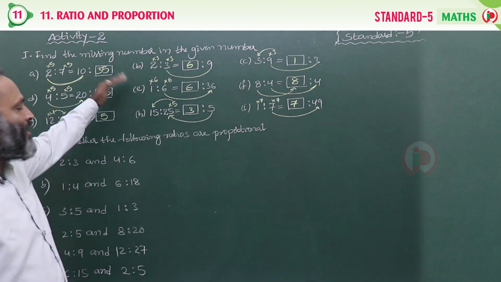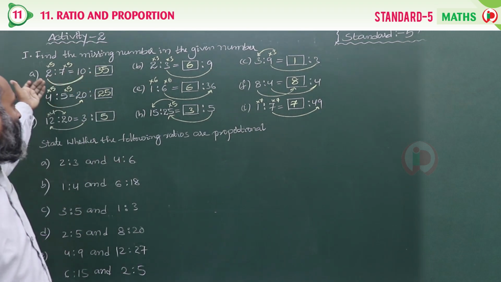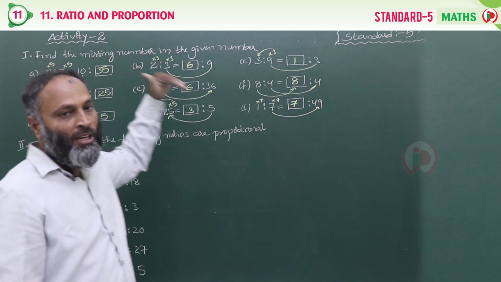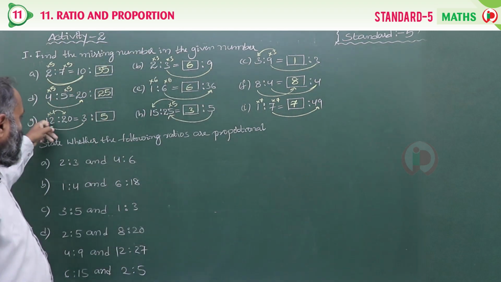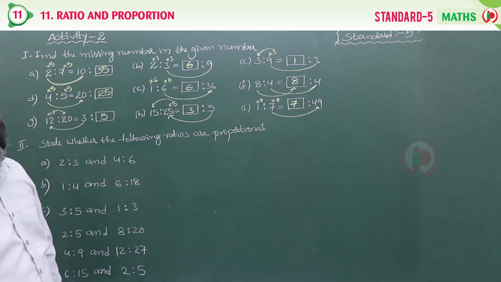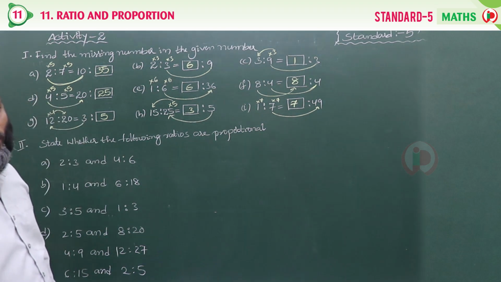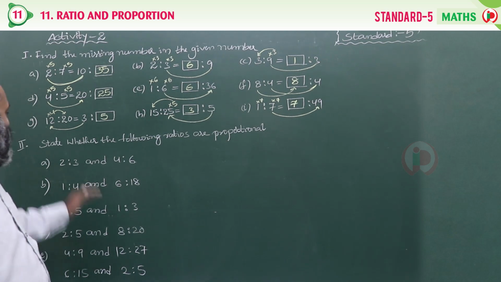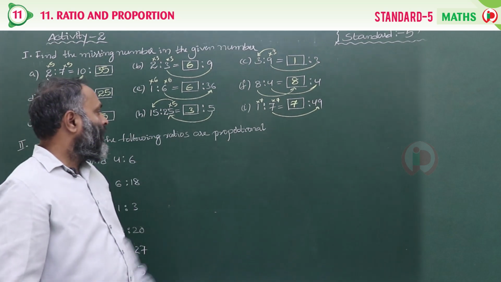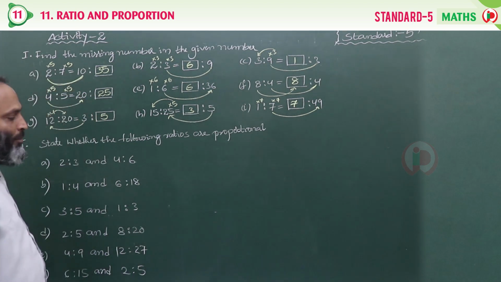So when the bigger number is unknown, then you just multiply. With that number, whatever product comes, you keep there. If the smaller number is unknown, then you just take the second number when it comes in the table, and you put that in the unknown place. Okay. Now here, whether the following are in proportion or not, how to check if they are in proportion or not?